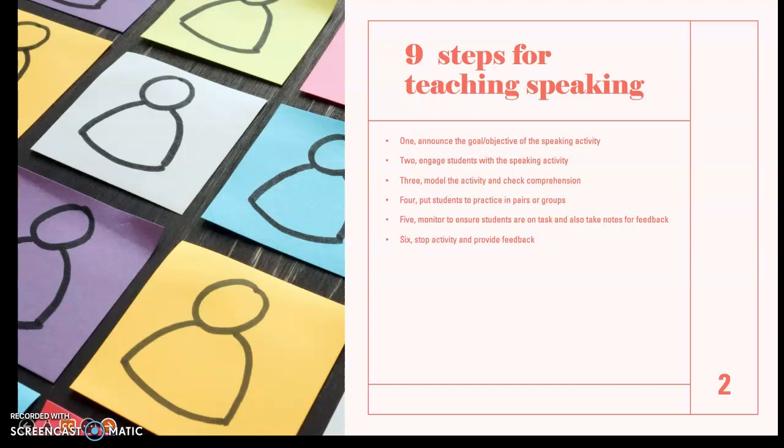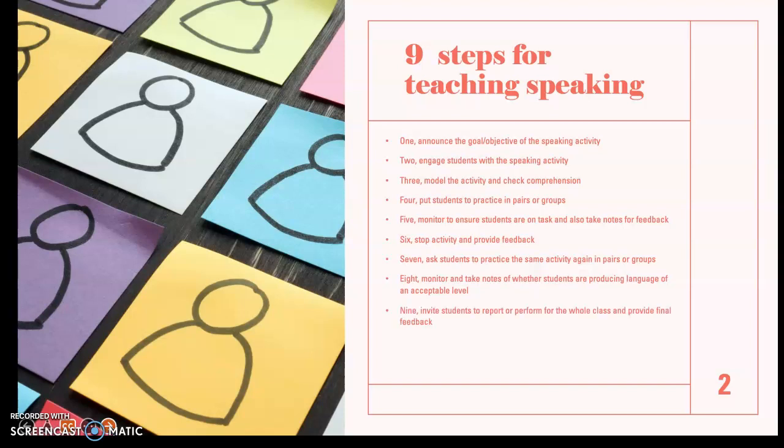6. Stop activity and provide feedback. 7. Ask students to practice the same activity again in pairs or groups. 8. Monitor and take notes of whether students are producing language of an acceptable level. 9. Invite students to report or perform for the whole class and provide final feedback. Most of the steps are self-explanatory, so I'll explain each rather briefly.